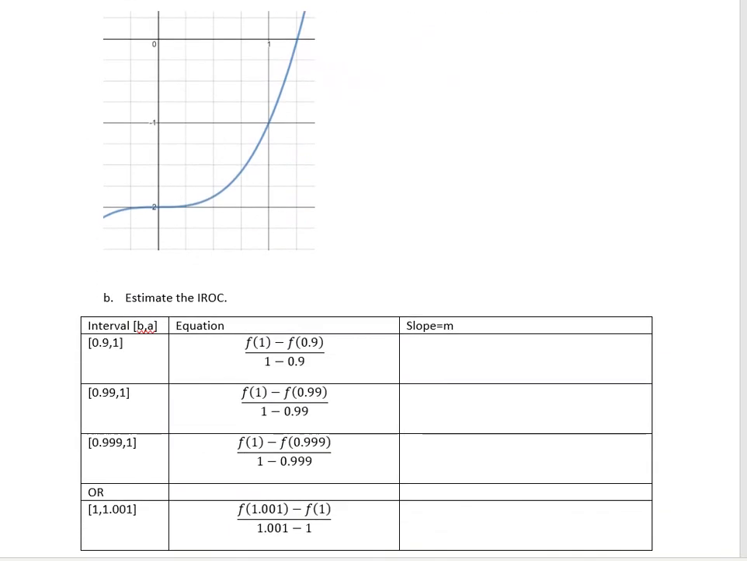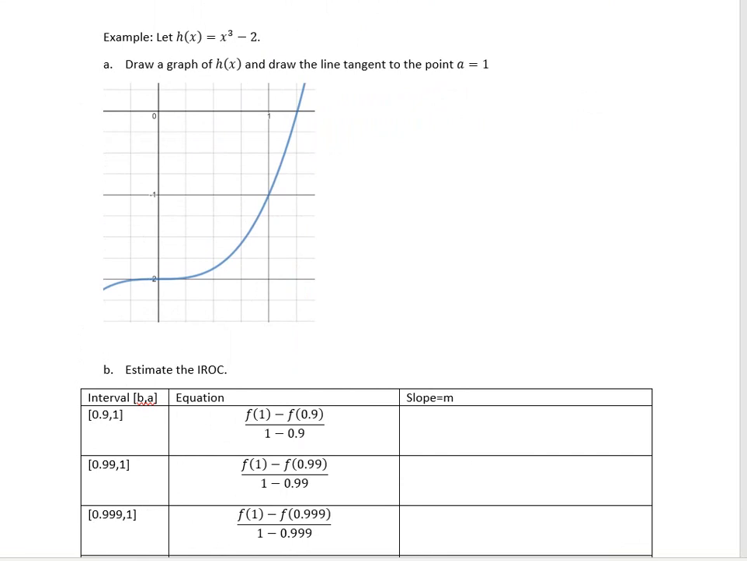So let's say that we have a function h of x equals, and by the way, I'm going to just go ahead and change this. We're going to call it f. We're going to go ahead and call this one f too. So let's say we have a function f of x equals x cubed minus 2. So the first thing we want to do is draw a function of f of x and draw the line tangent to the point a equals 1.